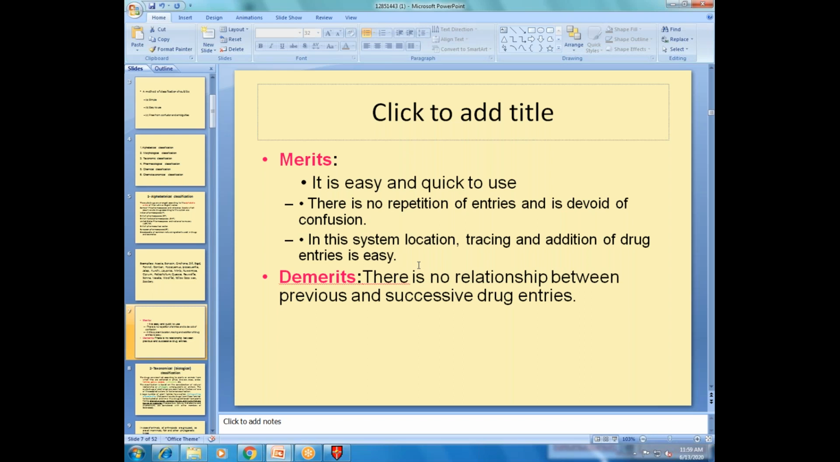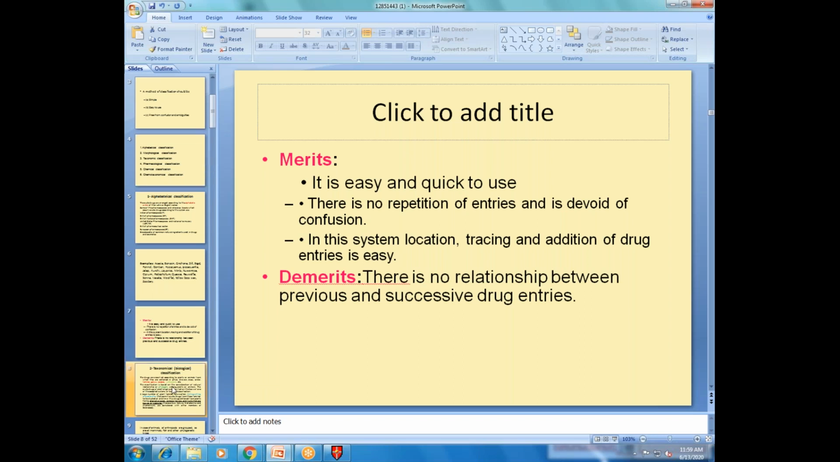That is how it is in alphabetical order. The chemical relation or the pharmacological relation, I will never understand in the case of this classification. Otherwise, it is easy and quick. There is no repetition. It is easy to locate the drug, trace the drug, and add the drug.